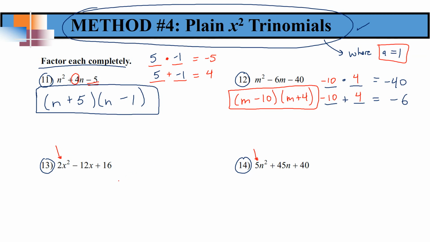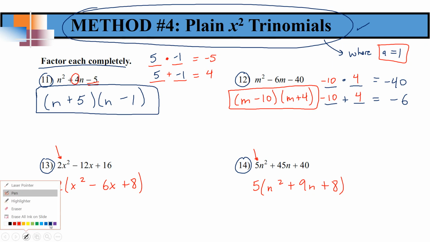However, remember that lesson I showed you earlier, and that was try greatest common factor first. As I look at these three terms, I notice that I can factor a 2 out of all of them, leaving us with x squared minus 6x plus 8. The same is true in number 14. We can factor a 5 out of everything, leaving us with n squared plus 9n plus 8. And now we can move forward with our factoring methods, right?